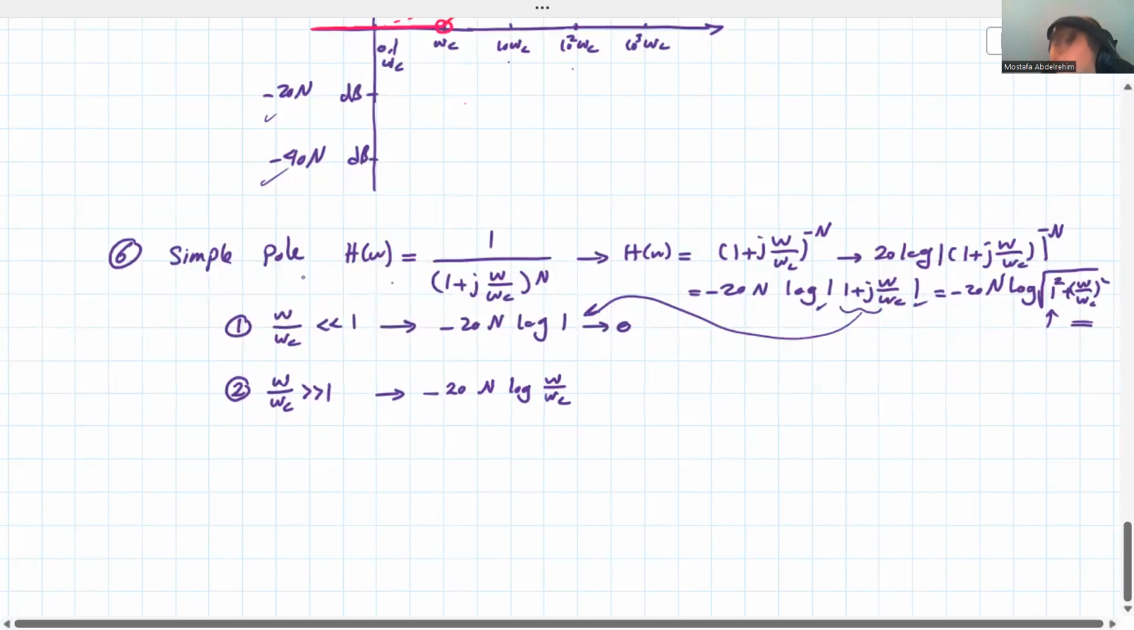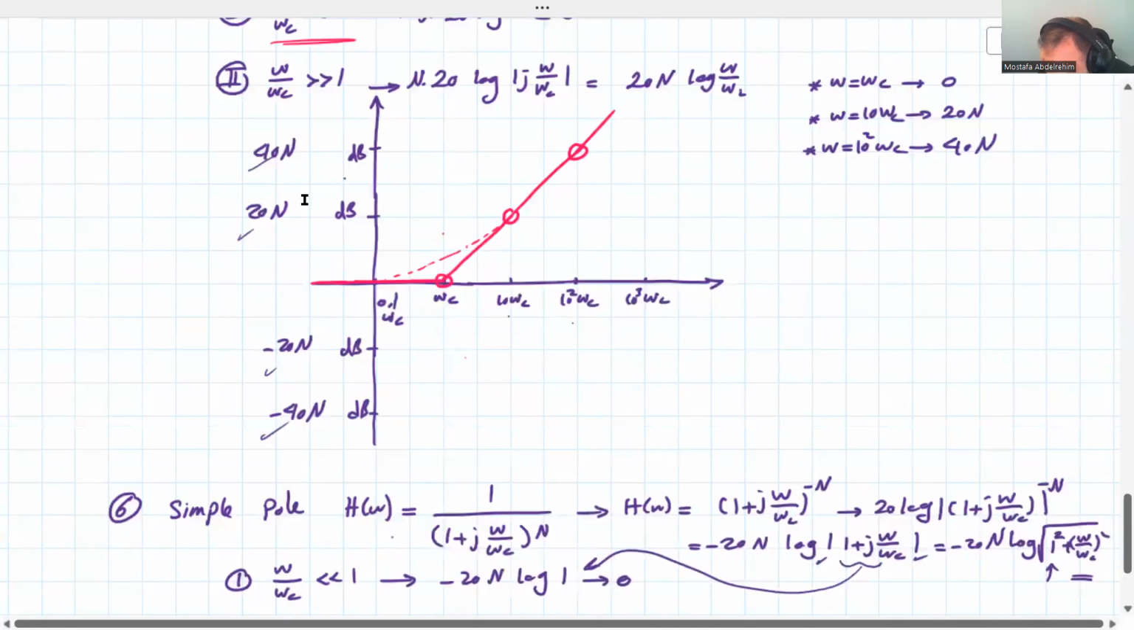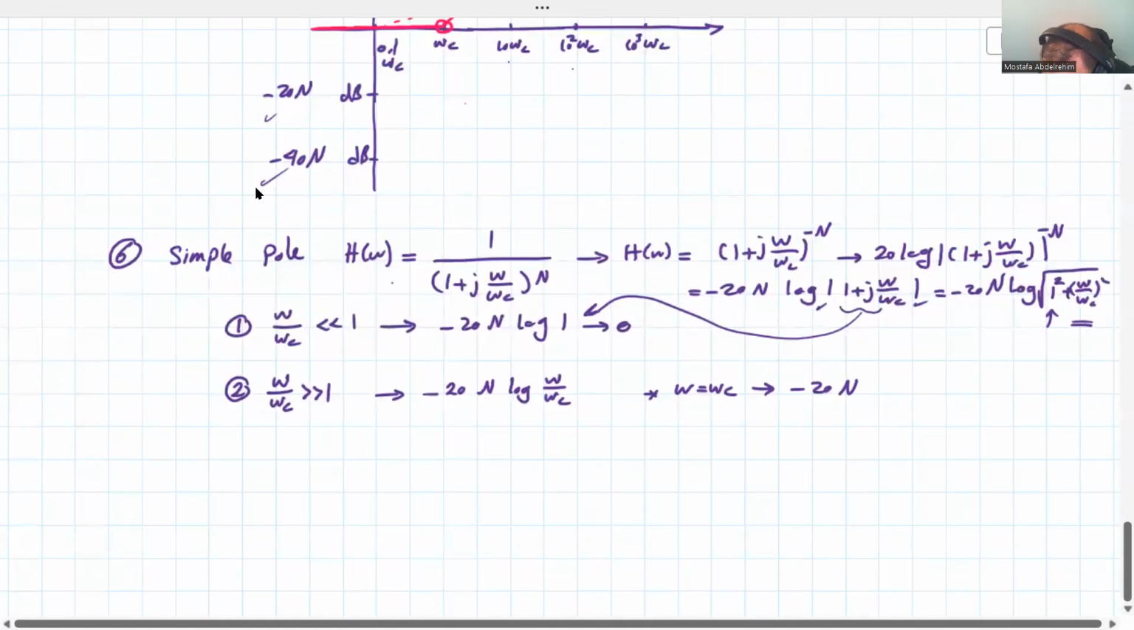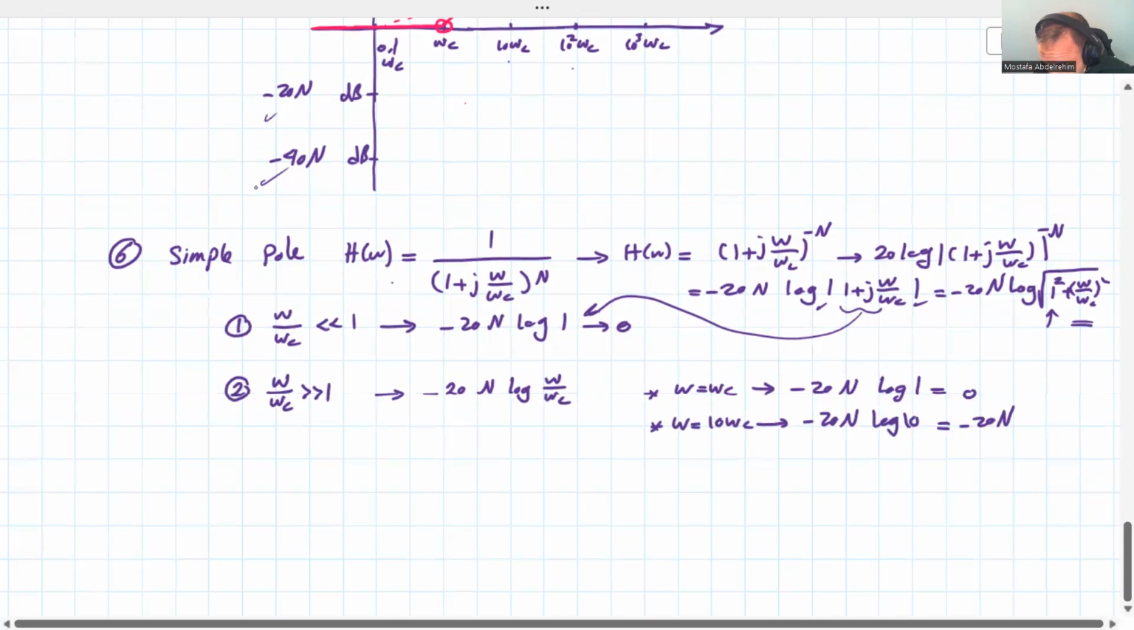Again, we take some values for that. Omega equal to omega c: this will give us minus 20n log 1. Log 1 is 0, so this will be 0. Omega equal to 10 omega c: minus 20n log 10. Log 10 is 1, so this is minus 20n.